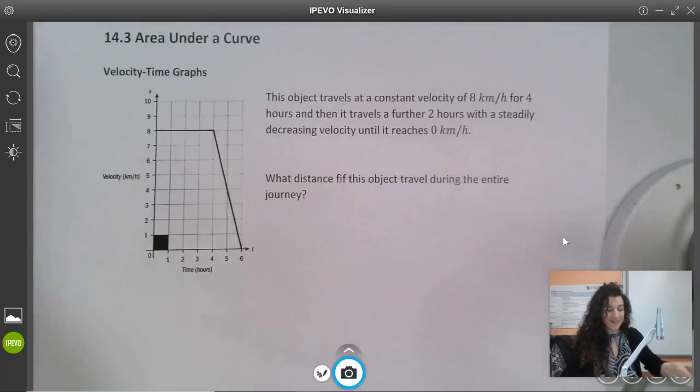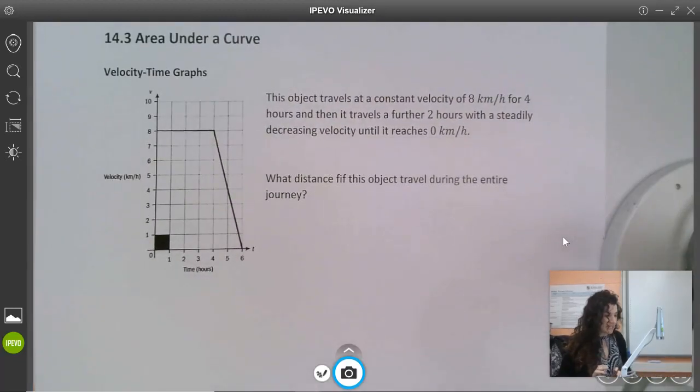Hey, 12th graders. We are on 14.3 today, and we're really starting to lean into this idea of area under a curve. So, what we've done so far with our integrals is we've talked about integrals as a backwards of derivation of derivatives. And we've talked about it as this tool that now we can apply all of the things that we learned with derivatives.